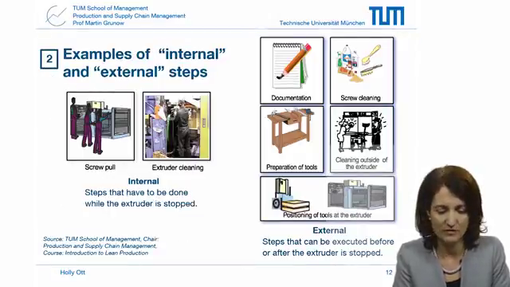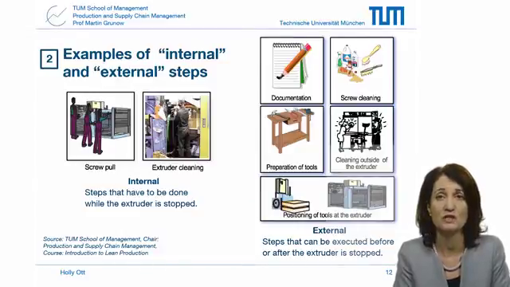This is just an example from an extruder, so a machine that presses out material like metal or plastic into a certain form. And these are used, for example, in tire production for producing the rubber.